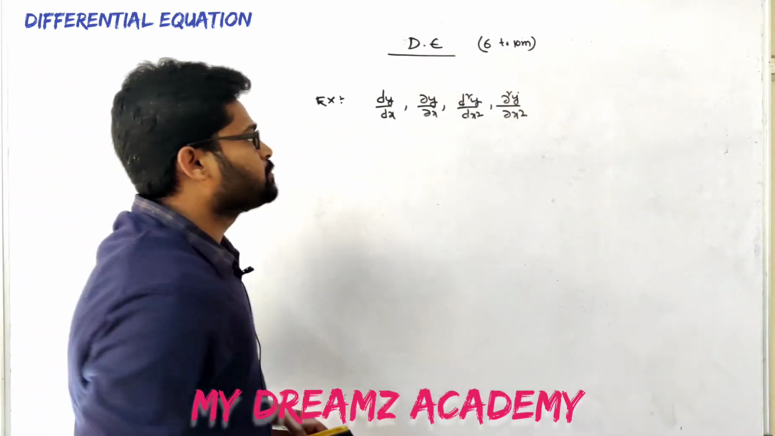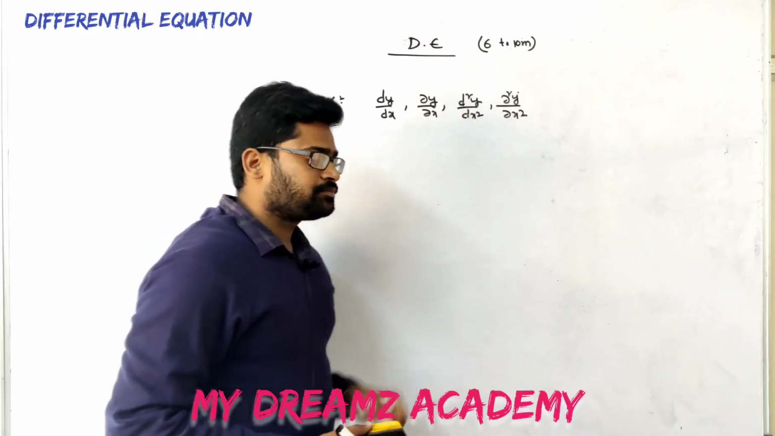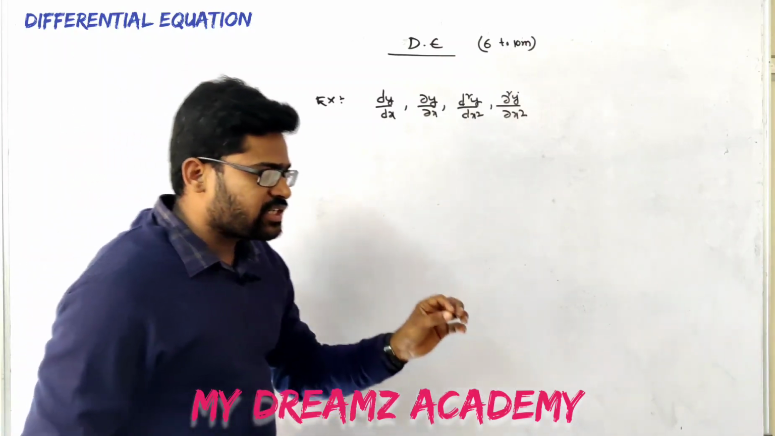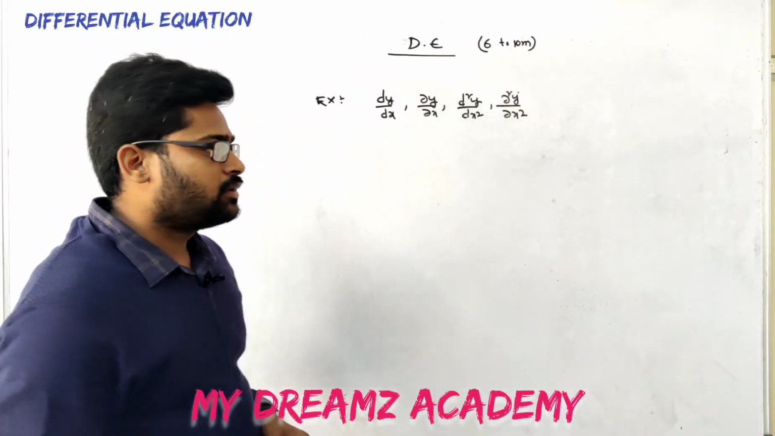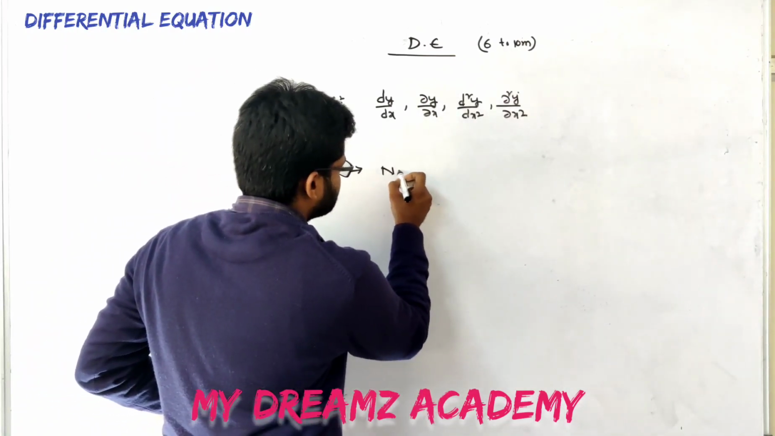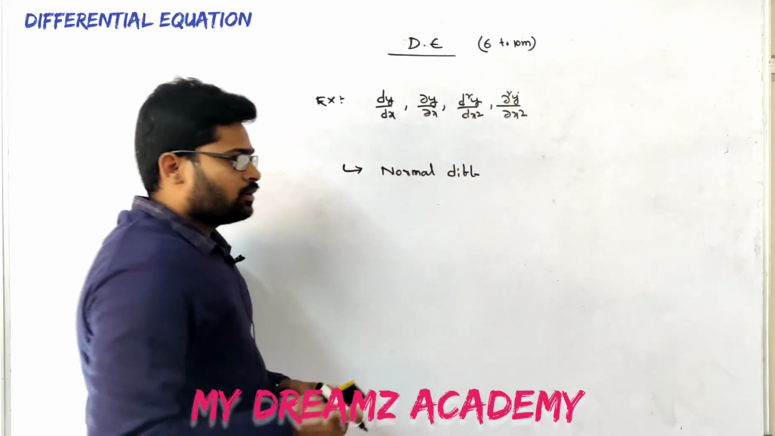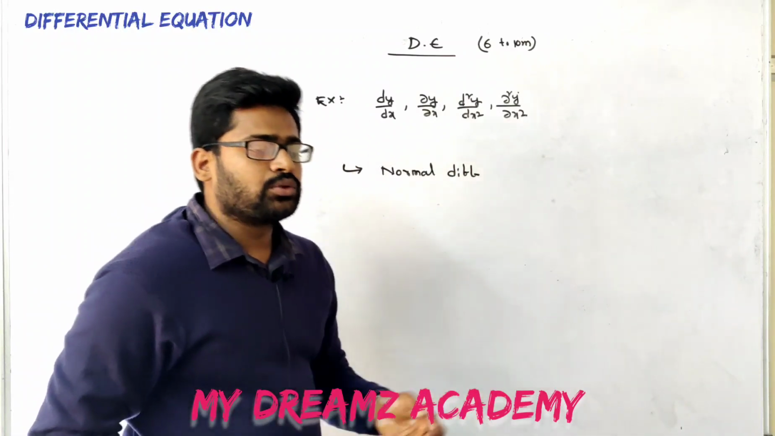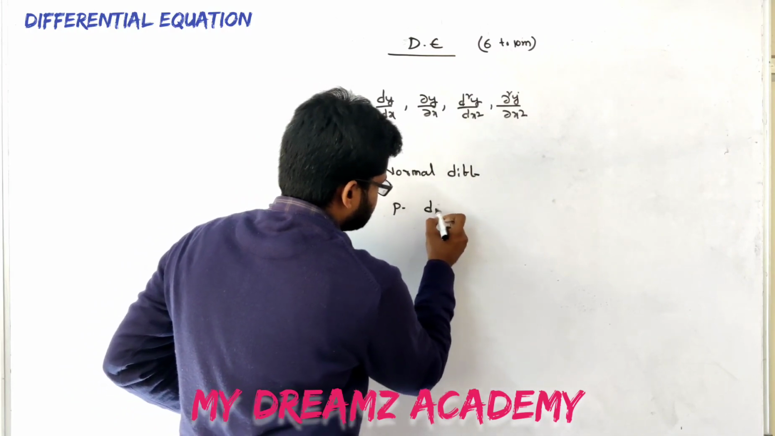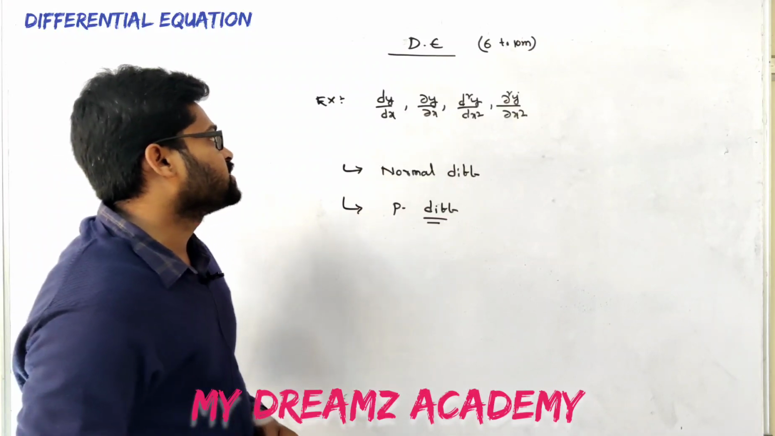We will see the difference between normal differentiation and partial differentiation. If a differential coefficient contains only one independent variable, then that is called normal differentiation. If the differential coefficient contains more than one variable, that is called partial differentiation. This is the difference between normal differentiation and partial differentiation.